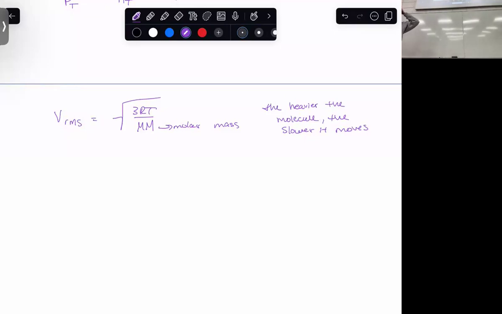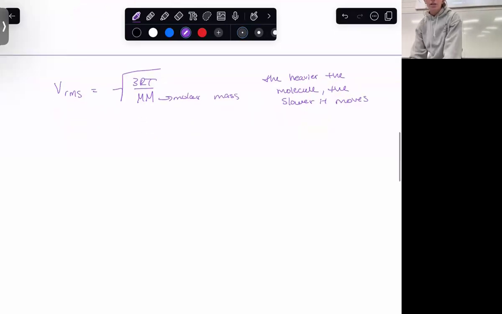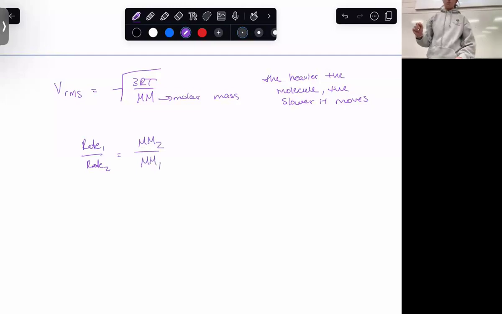What's the equation? Yes, yep. So that's related to this VRMS here, right? So your velocity root mean squared is considered a rate. Velocity is a rate. So you can say rate 1 over rate 2 is equal to the square root of molar mass 2 over molar mass 1. I do believe this one is given to you.